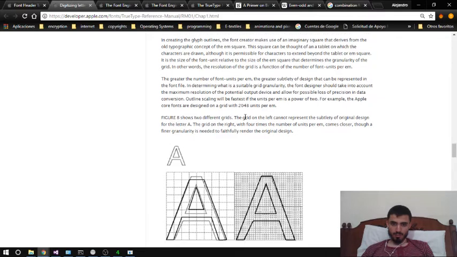Outline scaling will be fastest if the units per EM is a power of 2. Okay, that's important. It's not necessary. With 2048 units per EM.